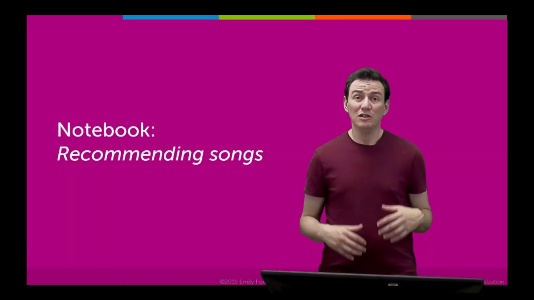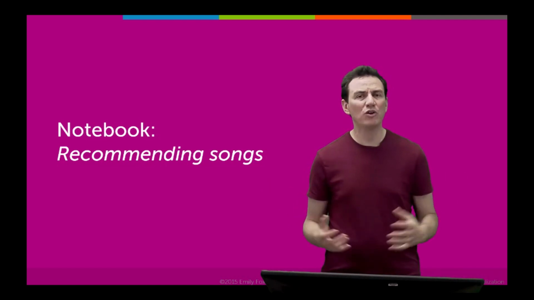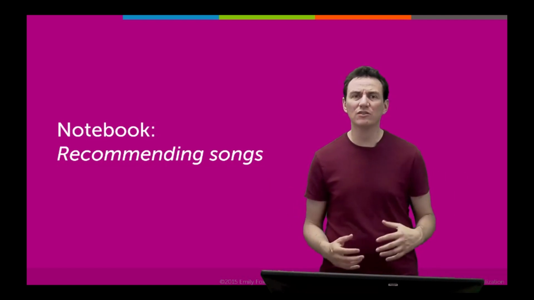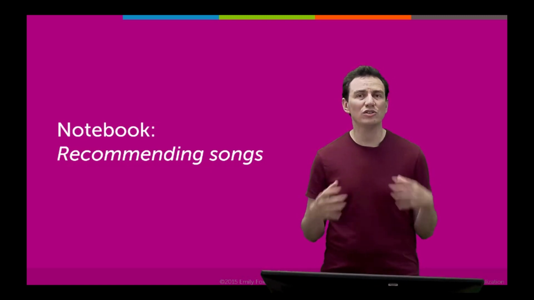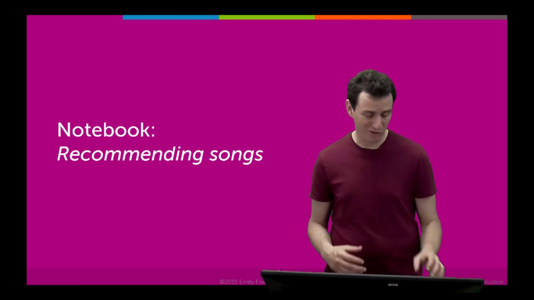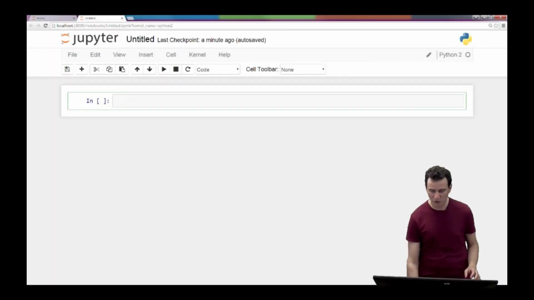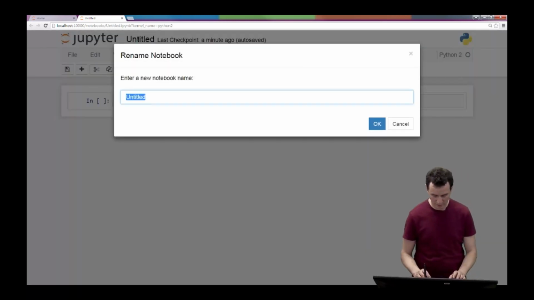In this module, Emily showed us how to build product recommenders and the algorithms associated with recommender systems. Now we're going to build a notebook to recommend songs we might want to listen to. This is going to be really quite cool. Okay, so we're going to rename our notebook here. This is the song recommender.